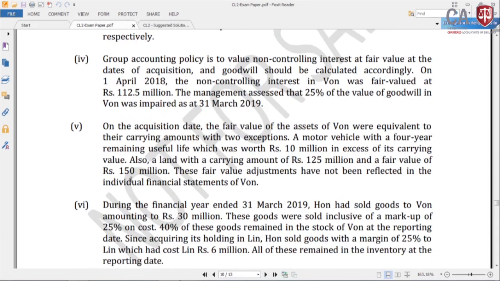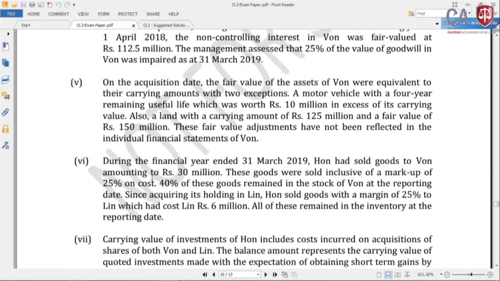On the acquisition date, the fair value of the assets of Won were equivalent to their carrying amounts with two exceptions: a motor vehicle with a 4-year remaining useful life which was worth 10 million rupees in excess of its carrying value. Also, a land with a carrying amount of 125 million rupees at a fair value of 150 million rupees. These fair value adjustments have not been reflected in the individual financial statements of Won.